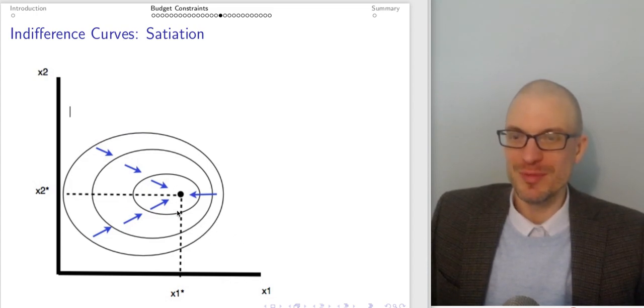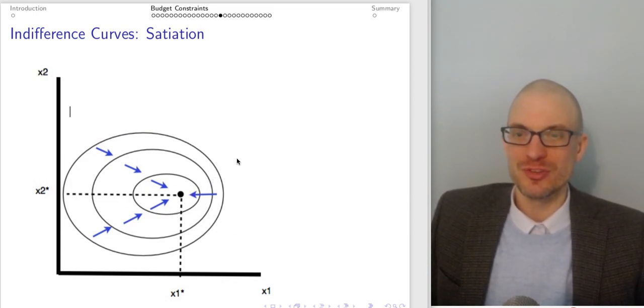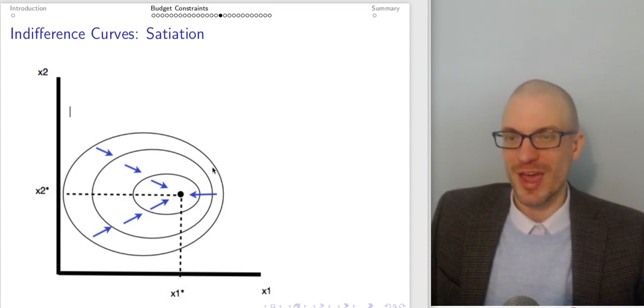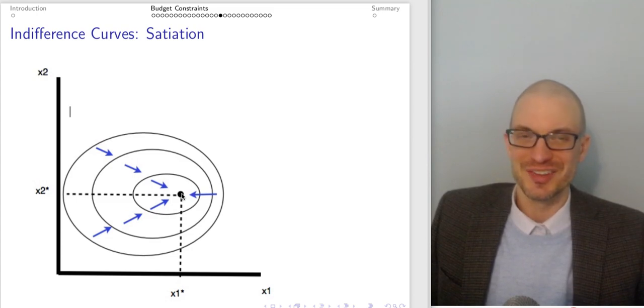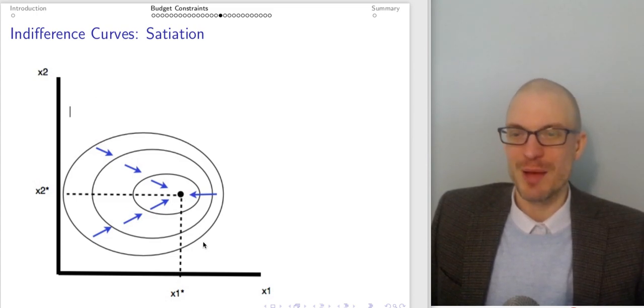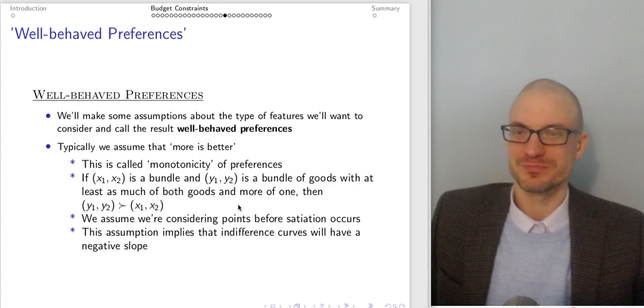So this is a problem. Why is this a problem? We want better bundles to the northeast. That's a problem because these bundles are actually worse bundles from this perspective, right? This is the same indifference curve. So I'm indifferent between this bundle and this bundle, which is telling me that if I have a lot of both goods or a little of both goods, I don't like that as much as having just exactly X1 star and X2 star, right? So this is a problem, so we're going to assume away satiation.